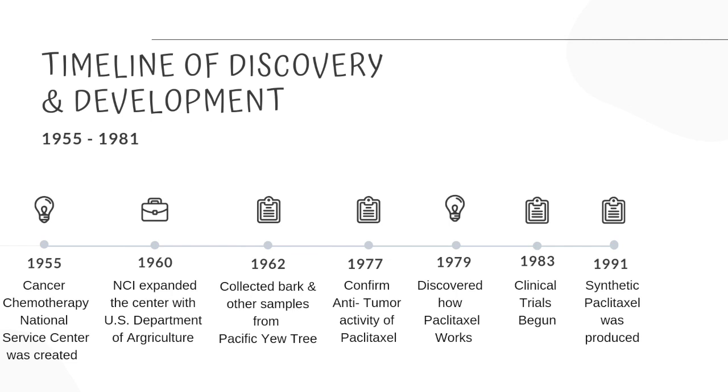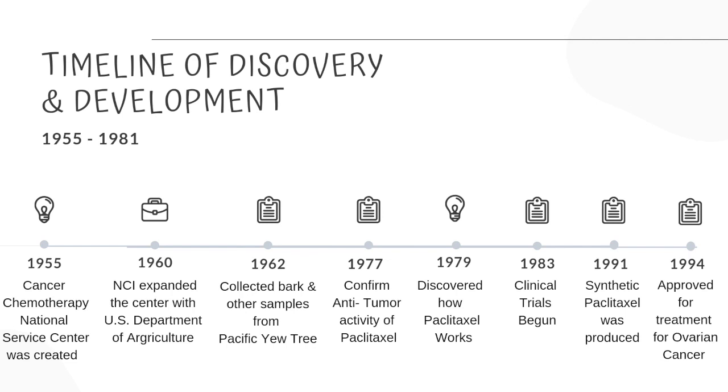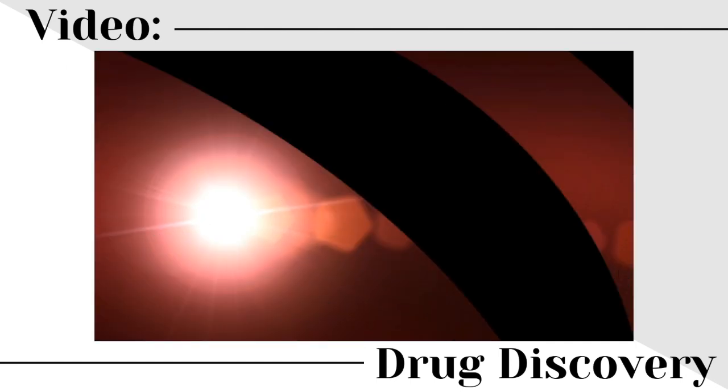In 1991, NCI partnered with the pharmaceutical company Bristol Myers Squibb for the commercial production of Taxol using a semi-synthetic form of the compound. A year later, the Food and Drug Administration approved Taxol for the treatment of ovarian cancer and in 1994, the treatment of breast cancer. Next is a video which will further explain the discovery of paclitaxel.